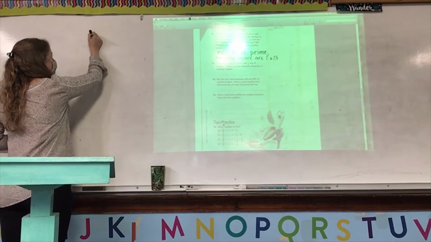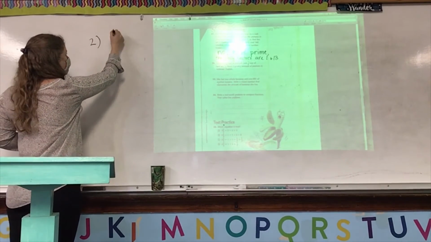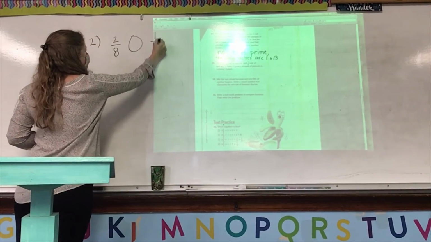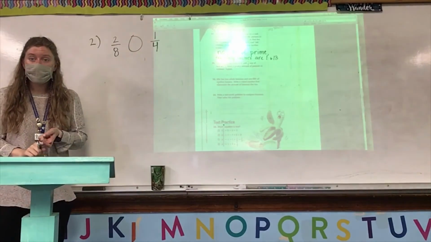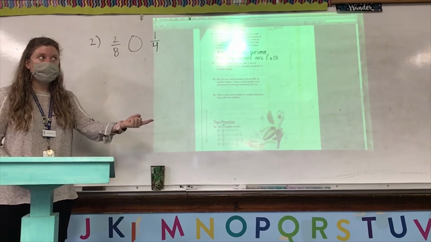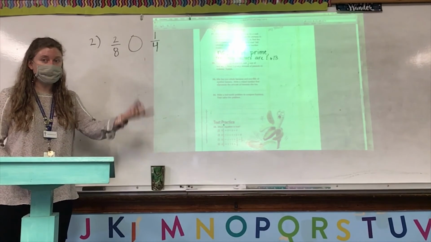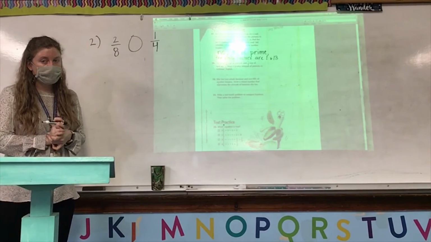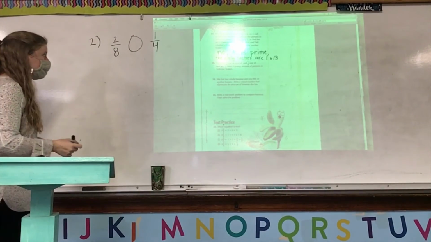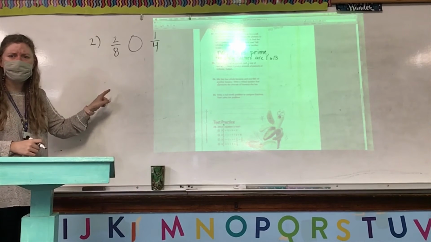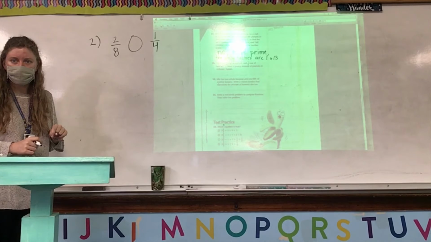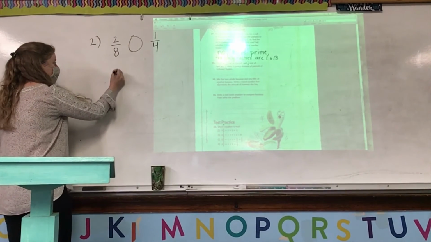So that means we are comparing 2/8 and 1/4. Zari, when we compare, do we use GCF, greatest common factor, or LCM, least common multiple? LCM, great. Of what? Numerators, denominators, or both? Denominators.